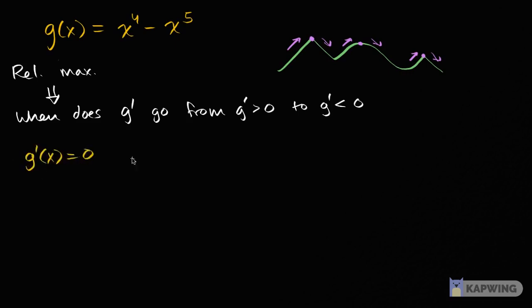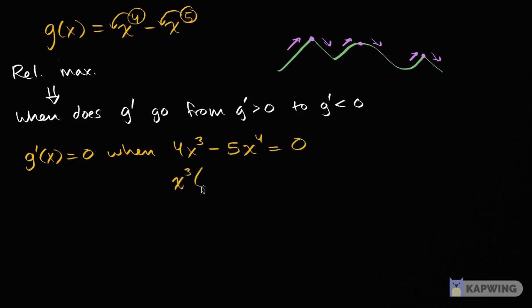g prime of x is equal to 0 when, let's just take g prime of x. You leverage the power rule right here. 4x to the third minus 5x to the fourth is equal to 0. Let's see, we can factor out an x to the third. So we have x to the third times 4 minus 5x is equal to 0. Let me not skip steps. So this is going to happen when x to the third is equal to 0, or 4 minus 5x is equal to 0.